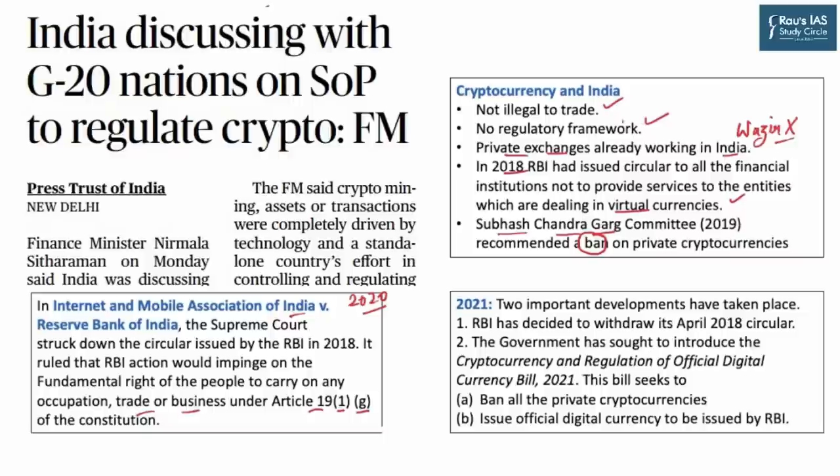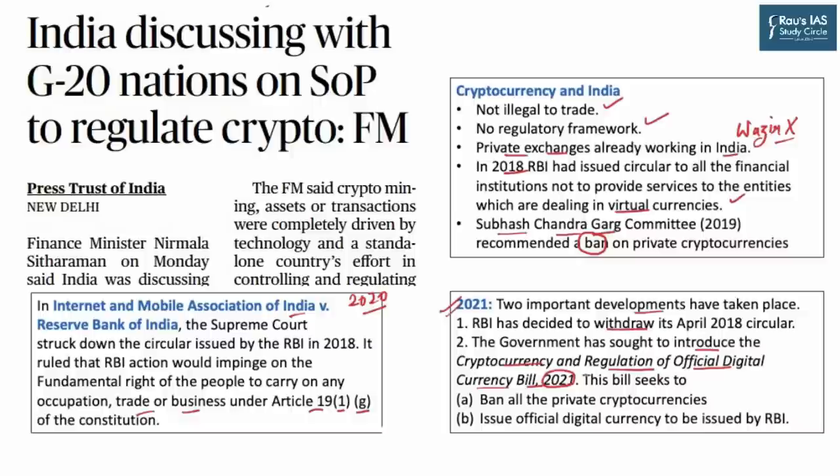Recently, in 2021, two important developments have taken place in India. First one was that the RBI has decided to withdraw its 2018 circular after the Supreme Court order, which means that the RBI no longer can restrict cryptocurrency use in India. And secondly, the government has come up to introduce the Cryptocurrency and Regulation of Official Digital Currency Bill 2021, which is likely to be introduced in the coming monsoon session of the parliament.